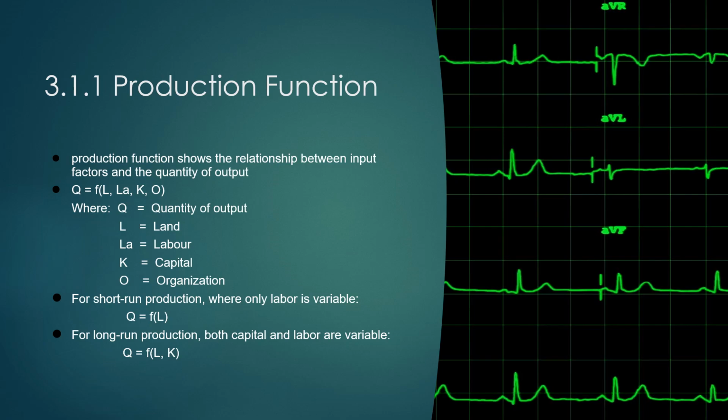Production function. The production function shows the relationship between input factors and the quantity of output, where Q is denoted by F of L, A, K, O, where Q is the quantity of output, L is labor, A is land, K is capital, and O is organization. For short-run production, only labor is variable, but in long-run production, both capital and labor are variable.